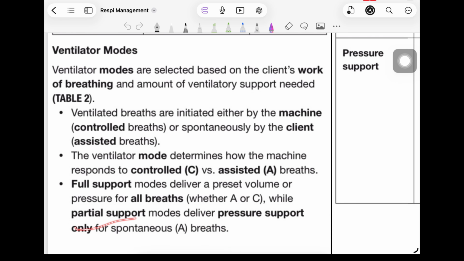While partial support, guys, is a mode that delivers pressure support only for spontaneous breaths. So in partial support, the ventilator will only assist the spontaneous breaths. This means the patient himself will breathe. The patient will do the work of breathing. That's full support versus partial support.